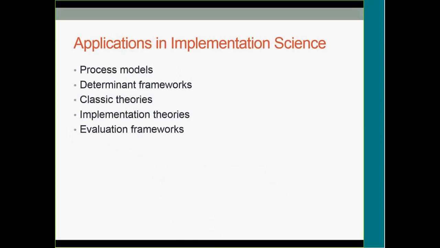So there are process models, which is really a stepwise approach to things, determinant frameworks, which we'll look at in a second, classic theories, implementation theories, and evaluation frameworks. At the most recent count, and I was talking to David Aaron from the VA, whom some of you may know, there are now 61 implementation models and theories, 61.